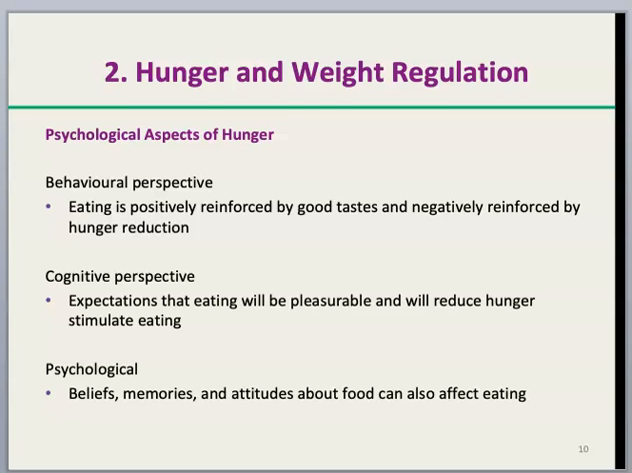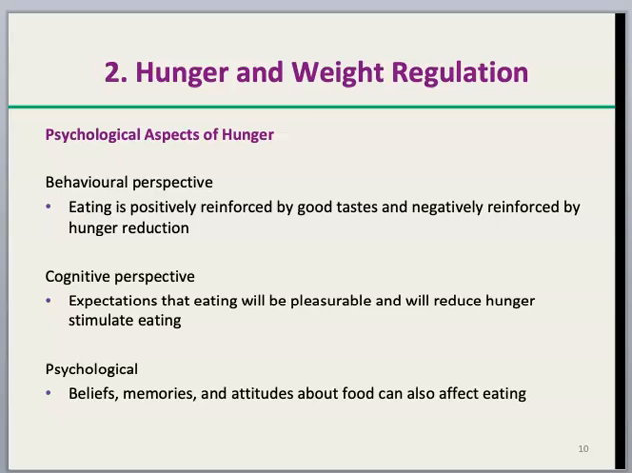Hoping everybody remembers what that means. Positive reinforcement means you increase the likelihood of a behavior because you introduce something. So it's positively reinforced because it's introducing good taste. Negative reinforcement means you increase the likelihood of a behavior because, negatively, something is removed. So what is removed with hunger? It's the feeling of hunger.